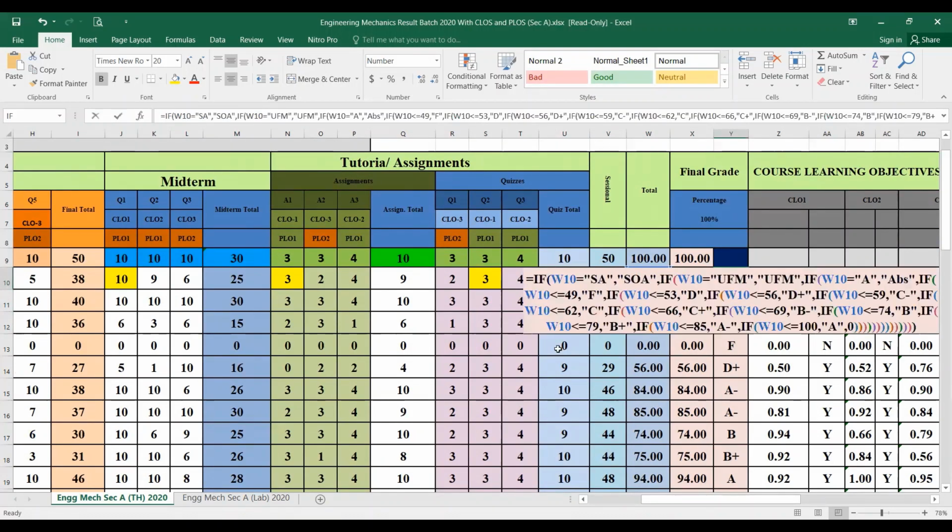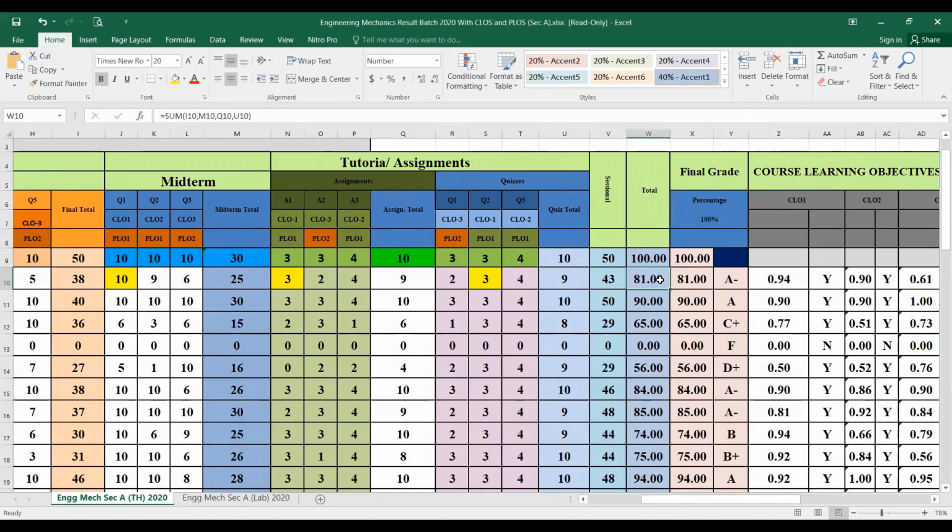Now this is grading. How is the grading done? For example, W10 is which cell? This is W and this is 10. Let me show you this percentage. On this percentage you have to decide. This is the total marks and this one is the percentage. You have to decide whether this percentage is fail, pass, A grade, B grade, A negative, B positive, whatever it is. So you have to put the formula of the grade.